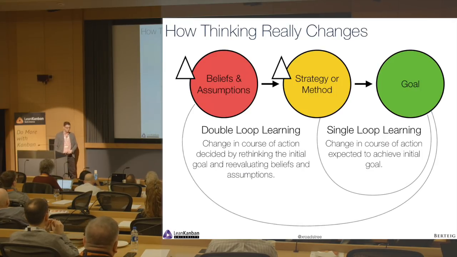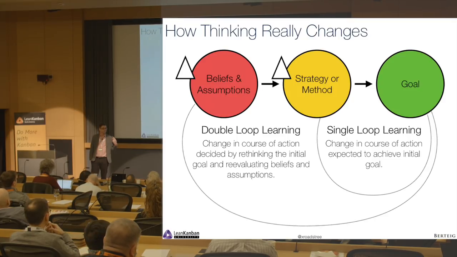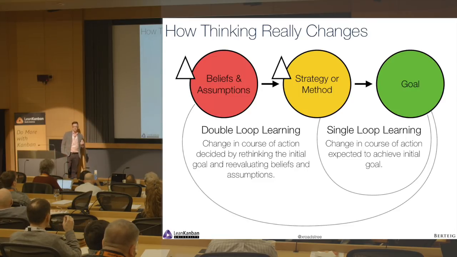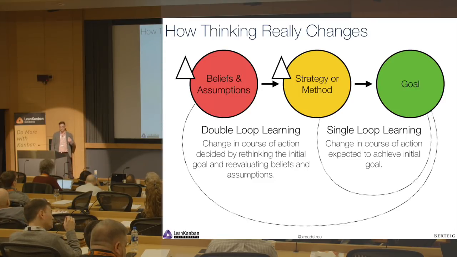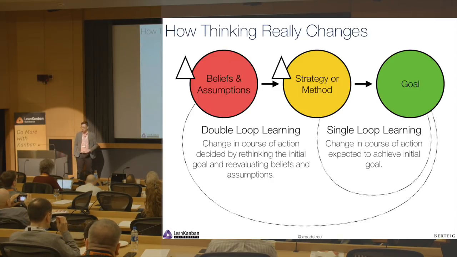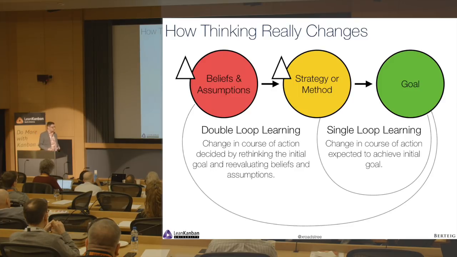Okay, so what does this have to do with systems thinking? Well, change starts with thinking, doesn't it? We're not going to change anything about our reality until we change the way we think. Right? And then our thought will change our reality. So, when we think, this tends to be how we think. We have a goal in mind, and we come up with some strategy or method for achieving that goal.